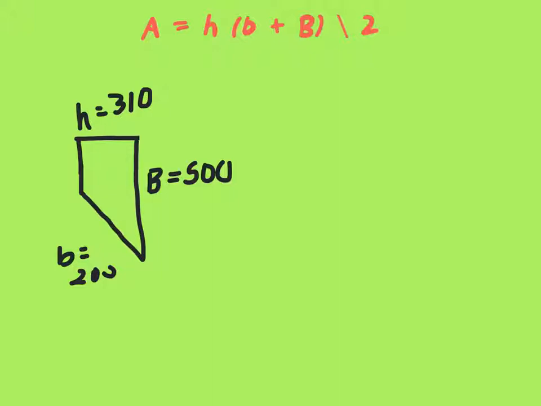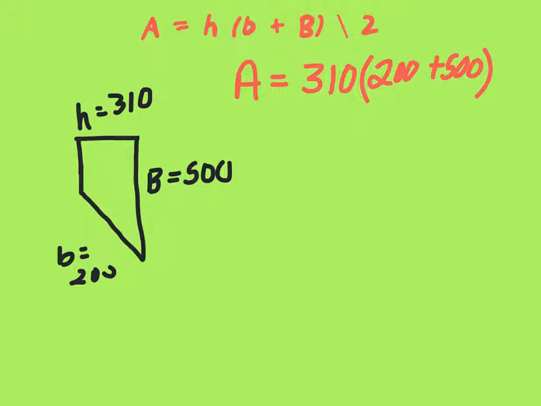All right, let's see how you did. What I would do, the first thing is I would write the formula. I do not know the A, so I'm going to leave that there. Do I know the H? Yes, I do. I'm going to put that in. Do I know little b? Yes, I do. It's 200. Do I know big B? Yes, that's 500. And the rest of that is just divided by 2.